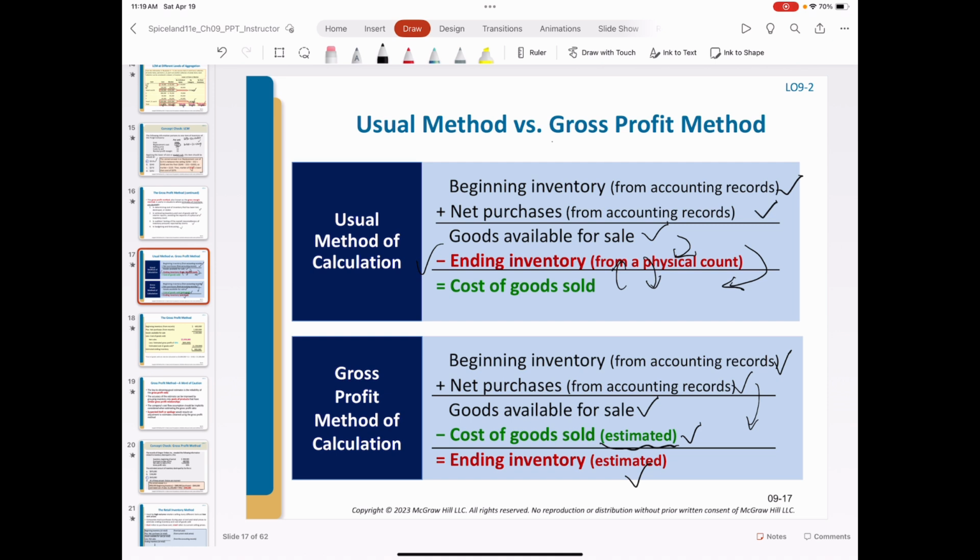That's why we name it the gross profit method. Basically, we just use expected revenue and subtract the gross profit. The difference is cost of goods sold. Remember, in the income statement, we subtract cost of goods sold from revenue to have this gross profit.